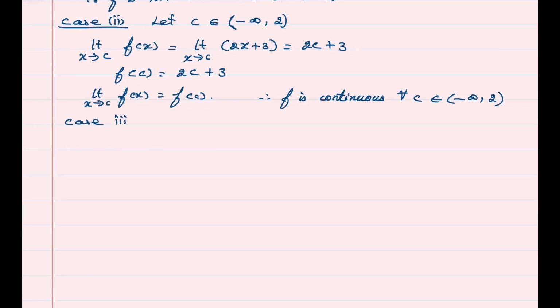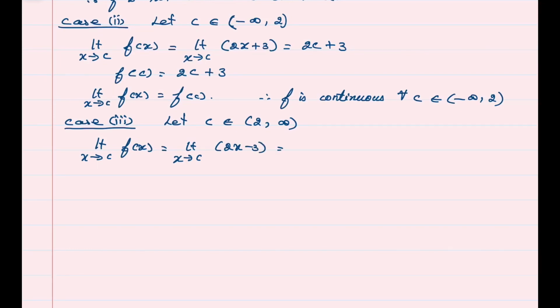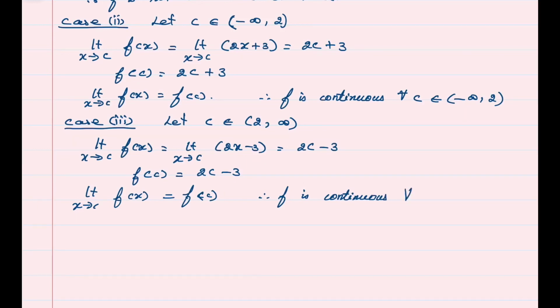Let us do case 3. We will check for all real values which are more than 2. So, c belongs to 2 to infinity. Limit extending to c of f of x. In this case, c is greater than 2. So, we will use 2x minus 3 definition, which is a polynomial. Directly we can substitute the limit value. The answer is 2c minus 3, and f of c is also 2c minus 3. Limit extending to c of f of x and f of c are equal in this interval. Therefore, f is continuous for all c belonging to 2 to infinity. Therefore, x equal to 2 is the only point of discontinuity.